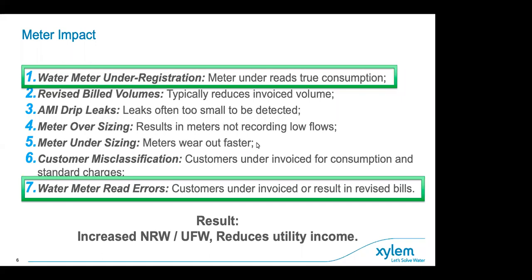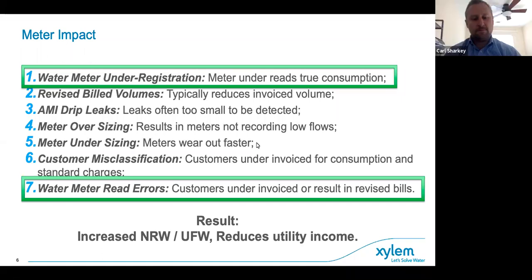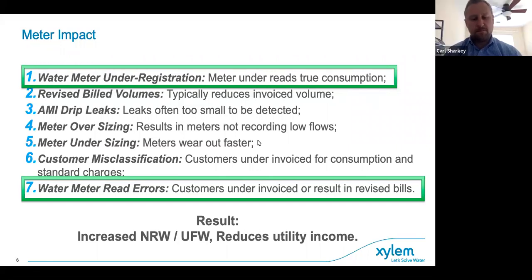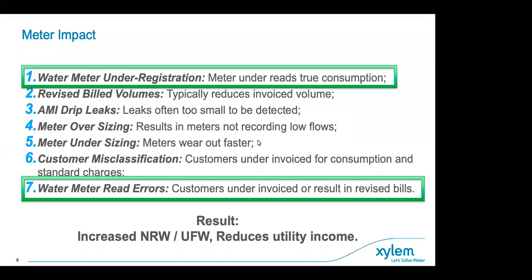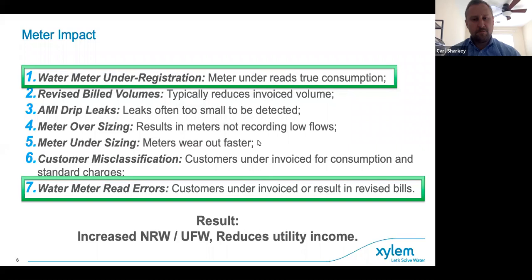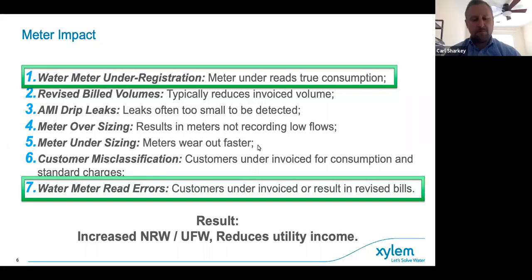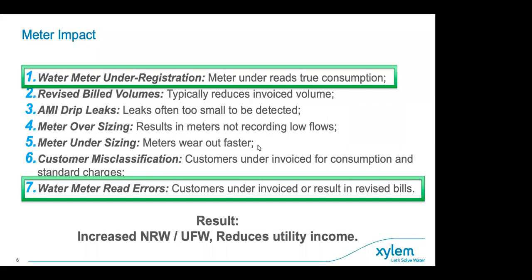Obviously if the meter is under-recording, then not only is the level of accuracy of the water balance lower than it should be, but it also means that customers are not receiving a bill that reflects the true value and volume of water they've consumed. Secondly, there can be meter reading errors. Digits can be read wrong, which again can contribute to meter under-registration, incorrect volumes and incorrect bills. This results in non-revenue water and unaccounted-for water levels that are higher than they are in reality, but it also reduces the utility's income.